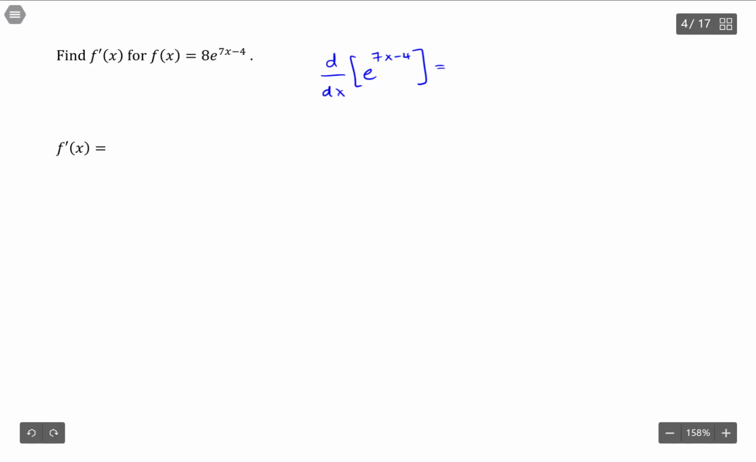The first thing to keep in mind is the base e exponential function. It is its own derivative. So the first part of the answer will include e to the 7x minus 4. But that's not the whole story. The problem is, this exponent is a bit more complex than just an x. If it were just an x, we would be done.